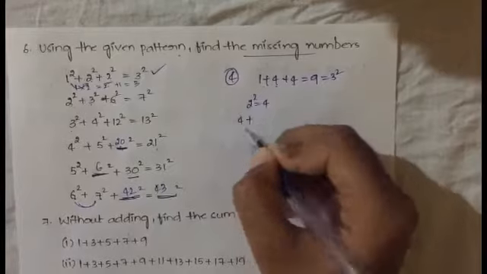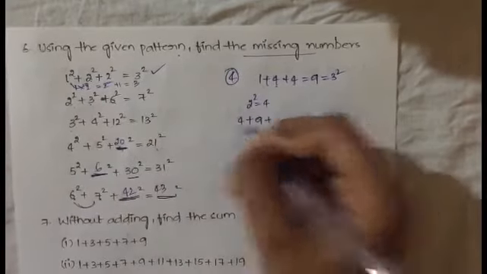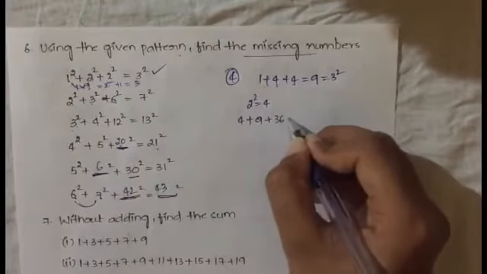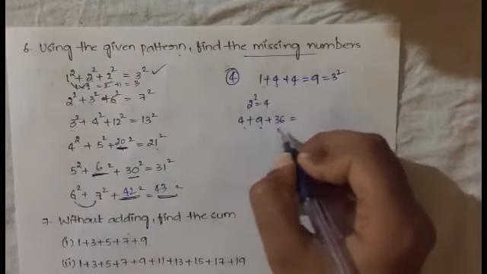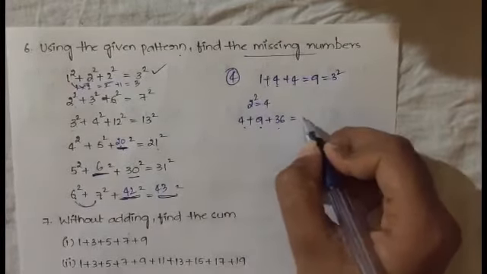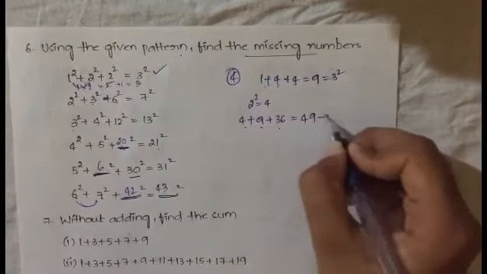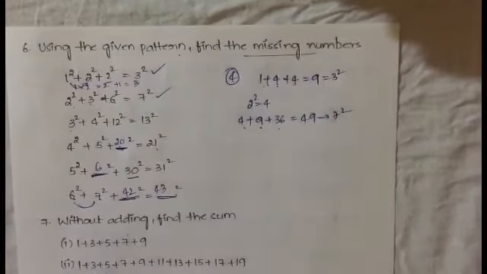So 2 square is 4 and 3 square is 9 and plus 6 square is 36, and that is equal to 4 plus 9 is 13. 13 plus 36 is equal to 49. So this is equal to 7 square. So this is also satisfied in this way.